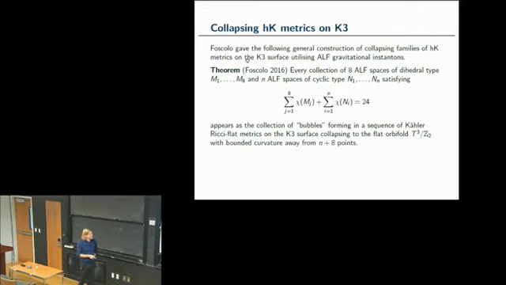Then we're allowed the freedom to have some extra points, and at those extra points, we add a multi-Taub-NUT metric. One needs to do it in a way that satisfies the obvious constraint that the Euler characteristic of the resulting space is the same as the Euler characteristic of K3. What Lorenzo proves is that any time you have such a collection of dihedral ALFs and multi-Taub-NUTs satisfying this condition, it arises as a collection of bubbles in a sequence of hyperkähler metrics on the K3. The curvature is bounded away from these 8 fixed points plus the possibly n extra points.